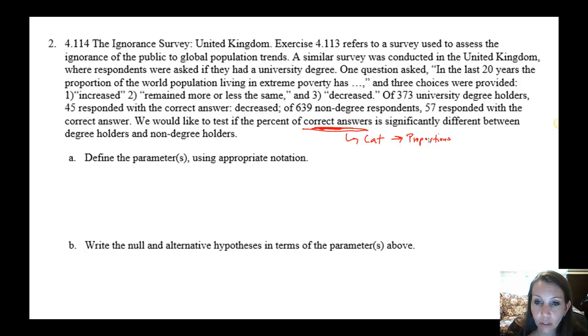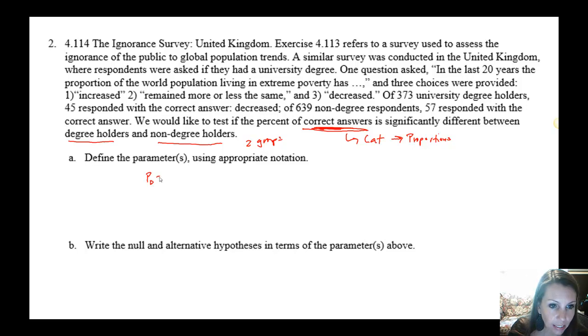Next, I look to see if we're comparing one group or two groups. In this case, we are comparing degree holders and non-degree holders, so I have 2 groups. That means that for this problem, I'm comparing 2 proportions, and when I'm defining the parameters, I then, of course, need to define 2 proportions. You could call them P1 and P2. I'm going to call mine PD and PN. PD for degree holders and PN for non-degree holders.